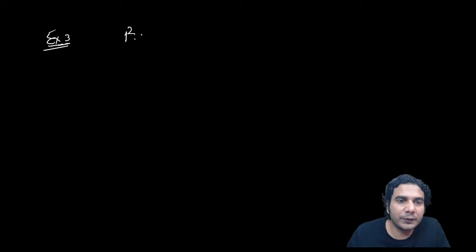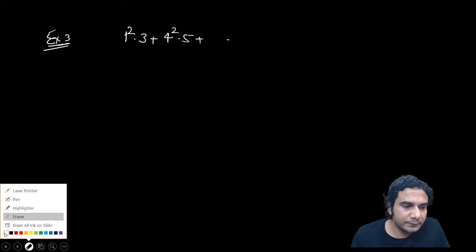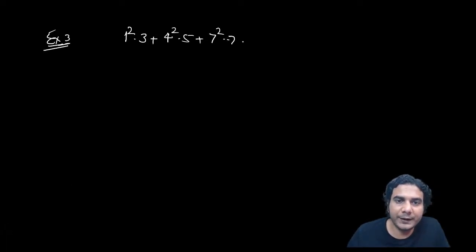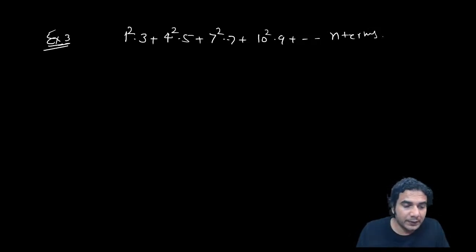All right. Then I'll move to another example. Example 3. Suppose you have this series: 1 square into 3 plus 4 square into 5 plus 7 square into 7 plus 10 square into 9 and so on, up to n terms. You need to find the sum. So think about it, what is the answer, and I'll discuss with you.